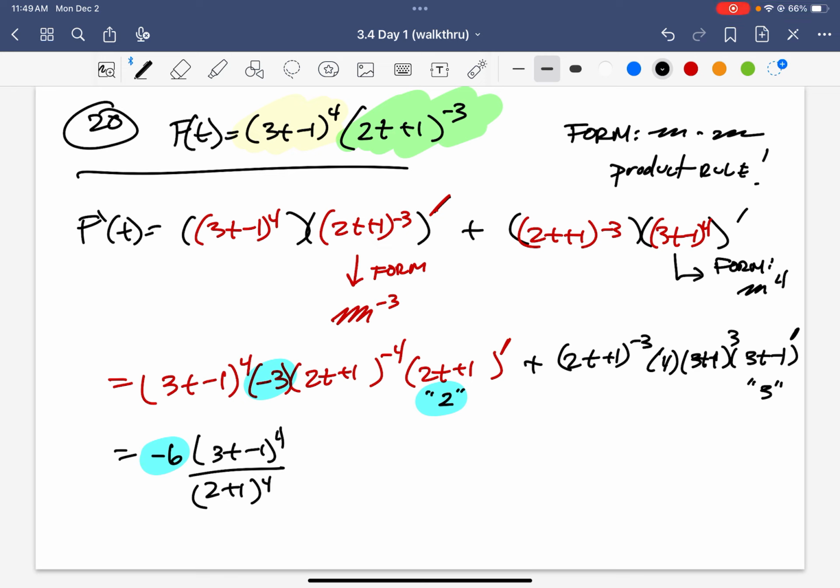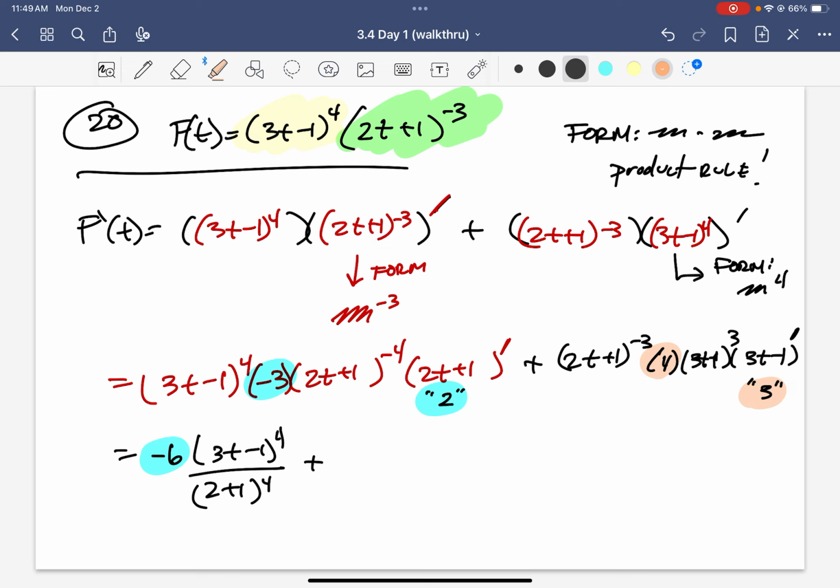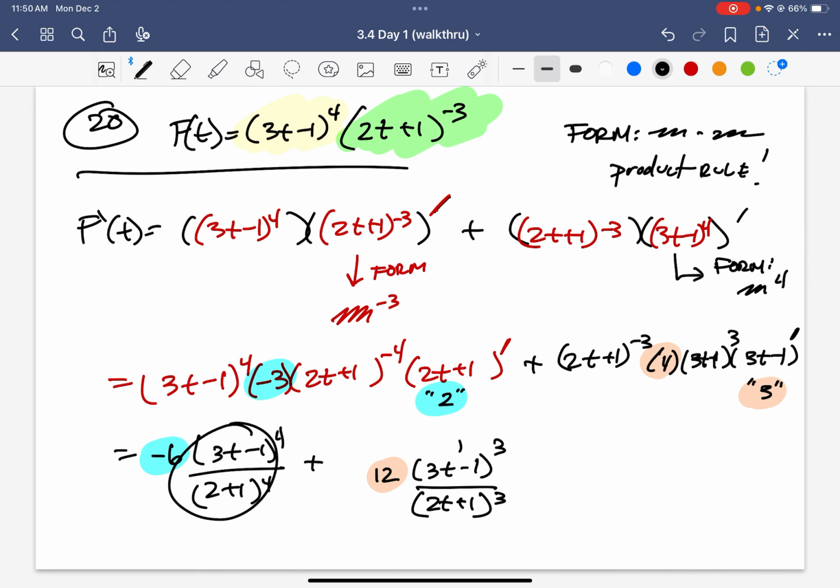And then that's plus, over here, I've got, let me do a different color, maybe orange. Got 4 and 3. The 4 and the 3 are going to come together to give me a 12. But I've got a 3t minus 1 on top that gets cubed, and a 2t plus 1 to the third on bottom, right? If you wanted to have all of this to the fourth and all of this to the third, you could to make it simpler.